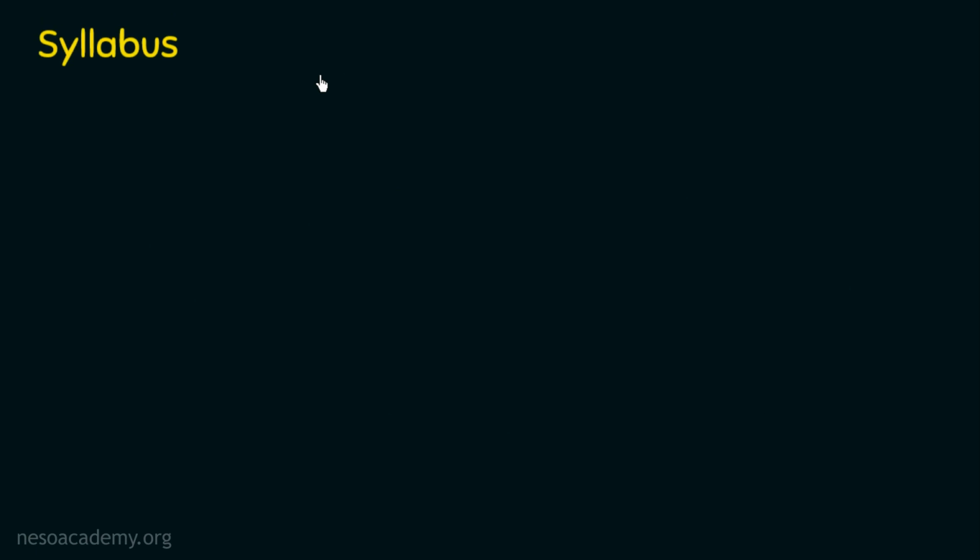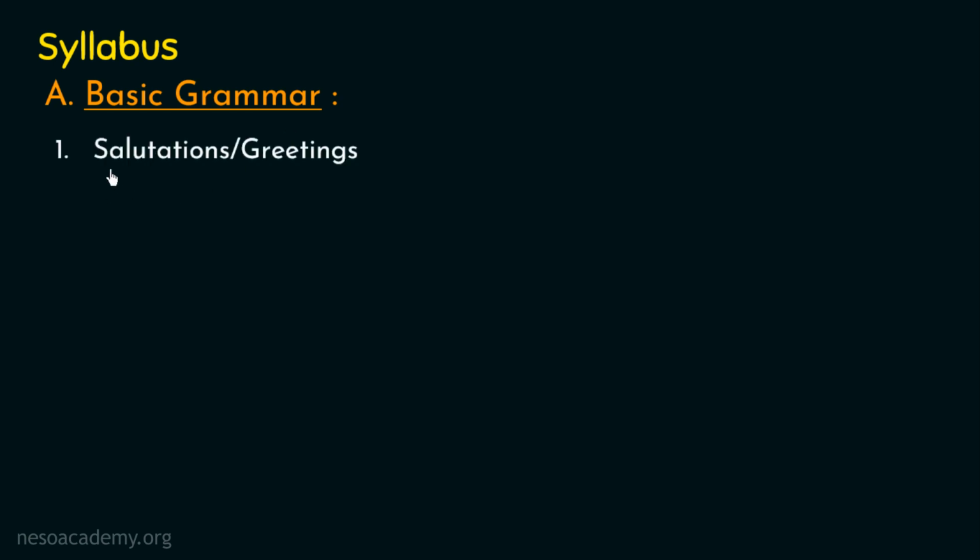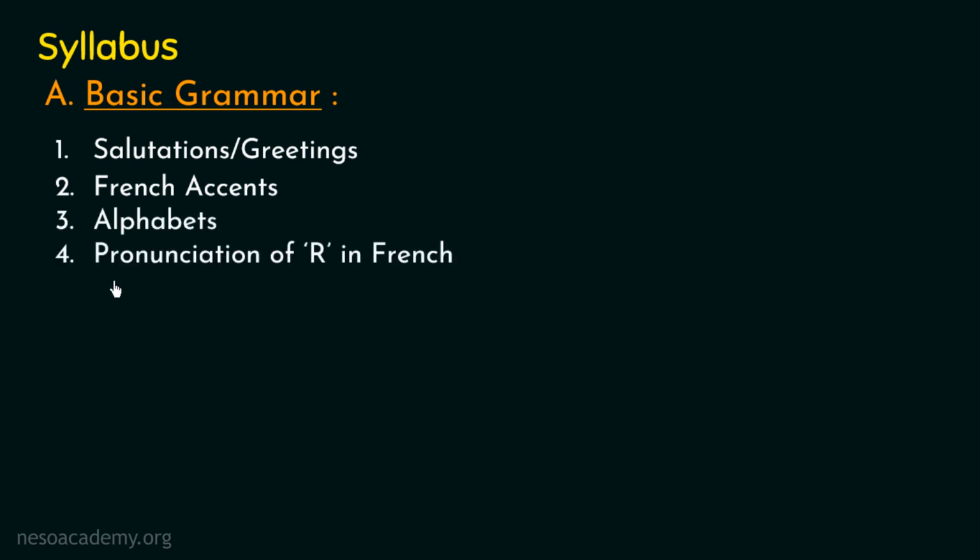And now let's move on to the syllabus of this course. I will read out the names of the topics in the sequence in which we are going to study them in this course. We will start our course with the basic grammar. Basic grammar includes salutations, greetings. Second is French accents. Third is alphabets. Fourth is pronunciation of R in French. Fifth is counting from 1 to 100.